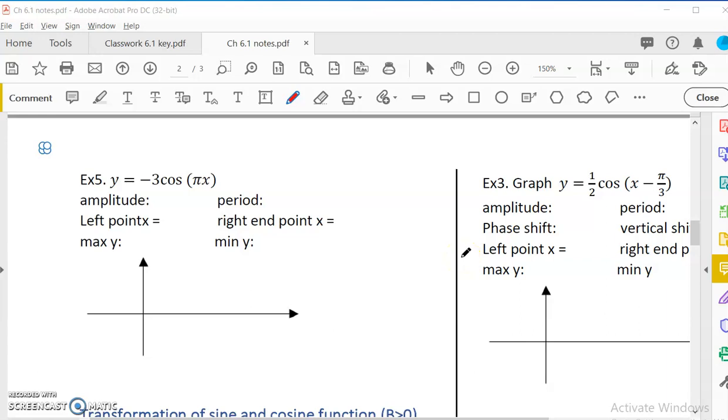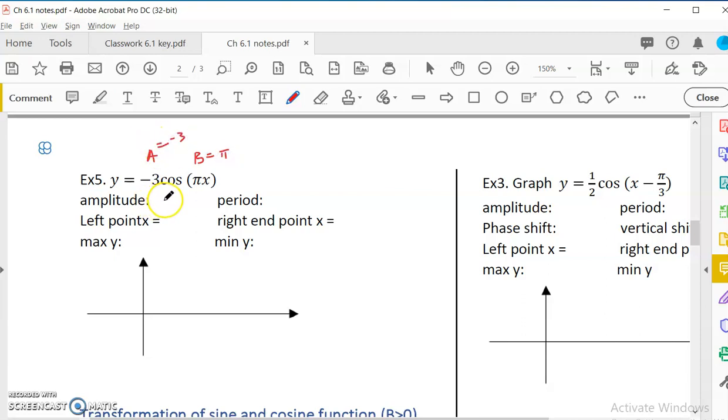Precalculus student, this video is for chapter 6.1, still transformation of sine and cosine function. I'm doing the last example of cosine function transformation of a cosine bx. So a would be -3 in this case, b is pi. Okay, a equal to -3.